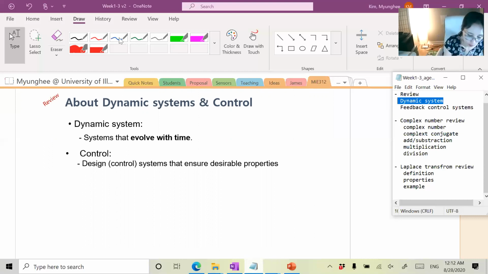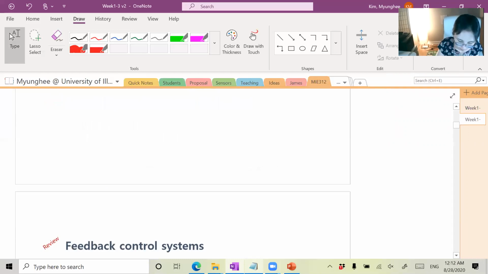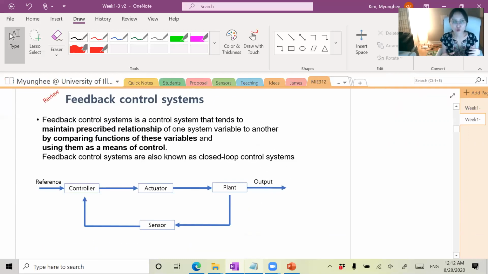So actually, control can be both open loop and closed loop. Open loop just gives a command and doesn't monitor the output. Closed loop system monitors the output. So feedback control systems try to maintain a prescribed relationship of one system variable to another, such as torque, or velocity of a car.